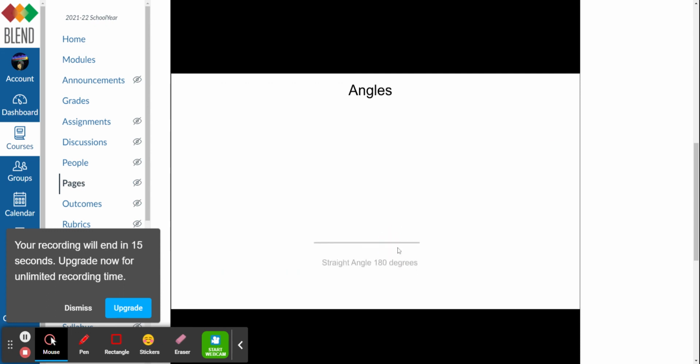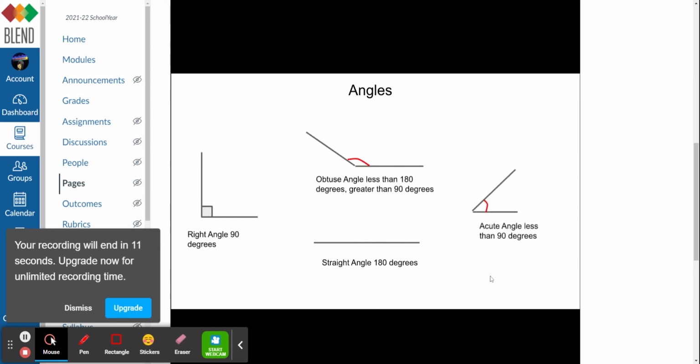All right, and then we'll review these angles as well, like we did in class, when we come back on the next video. And I will see you then. Go ahead and look at the angle.